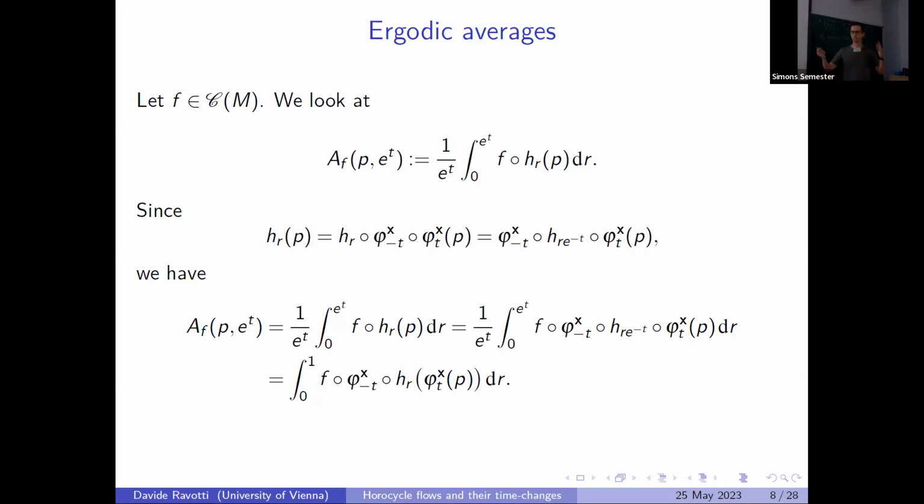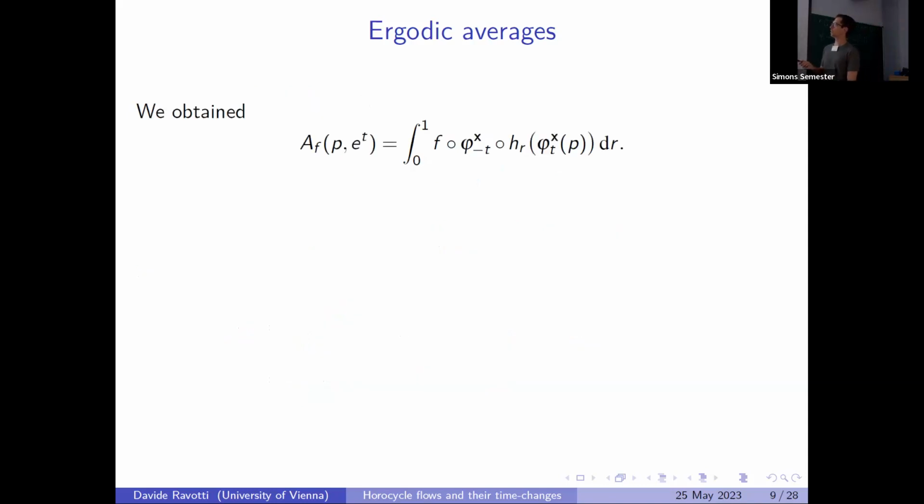Okay, this is a very simple instance of what people call renormalization. You take a very long orbit of your flow, and by some other dynamics, you manage to map it down to a very short orbit. But in order to do that, you change your function and your point.